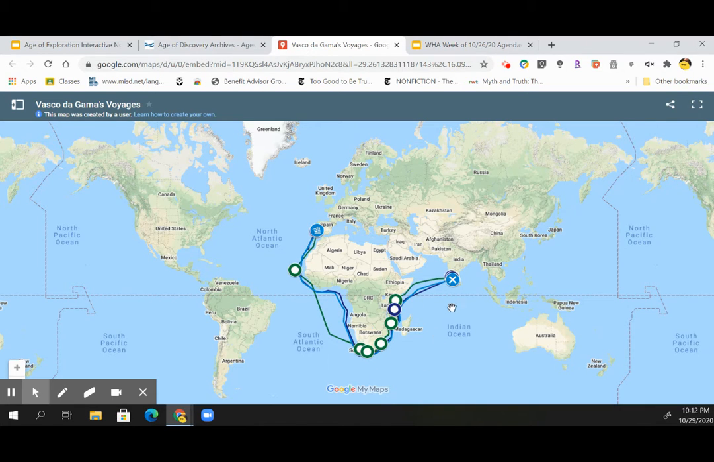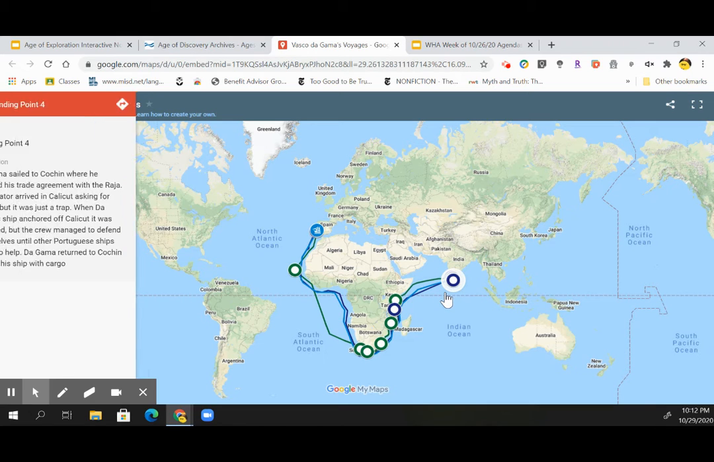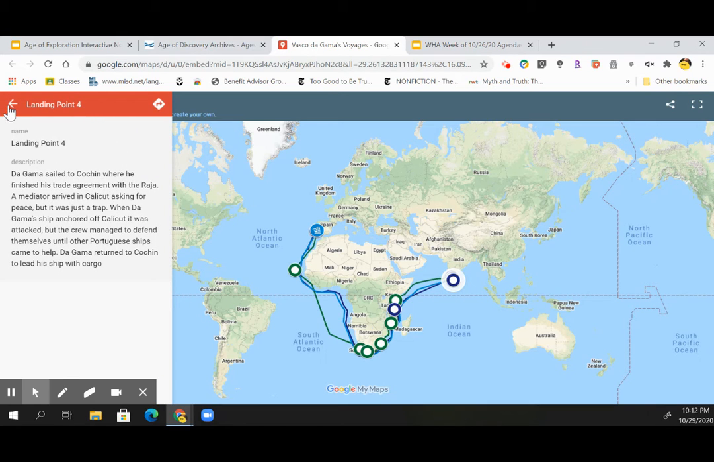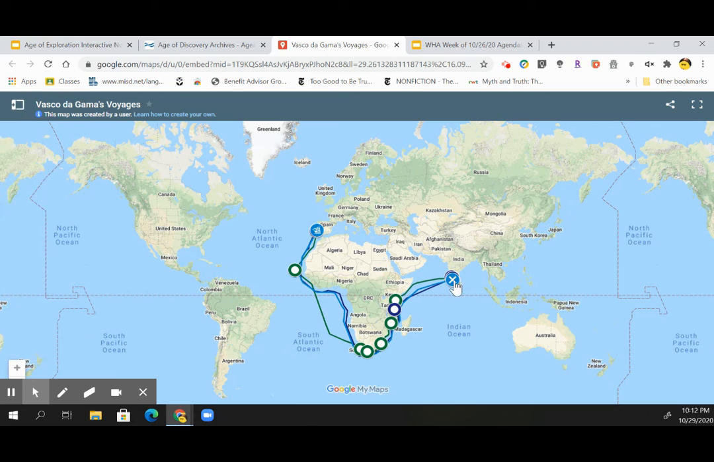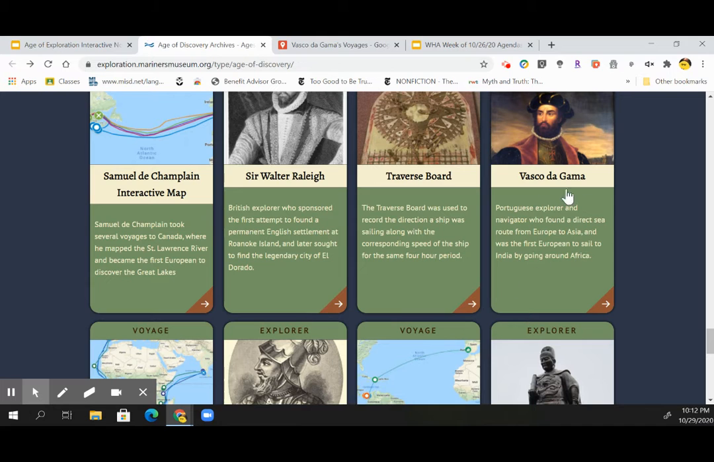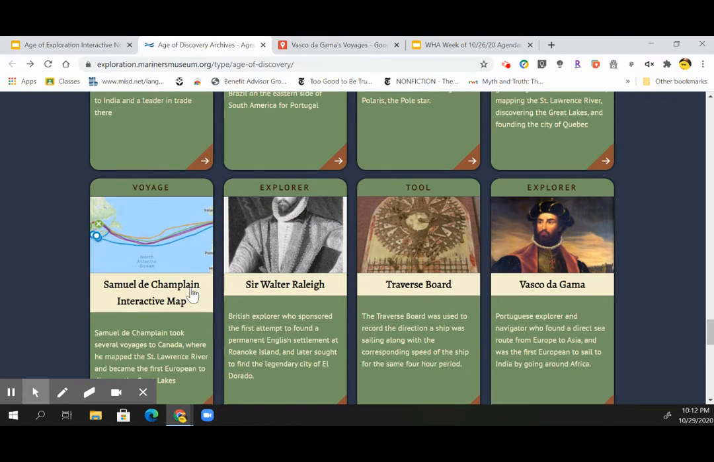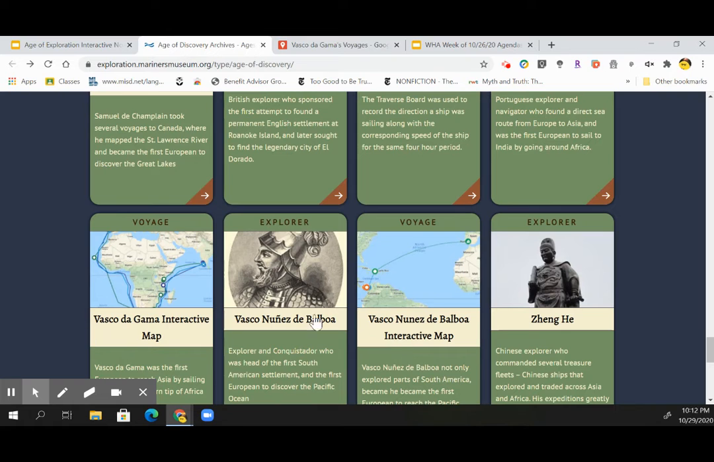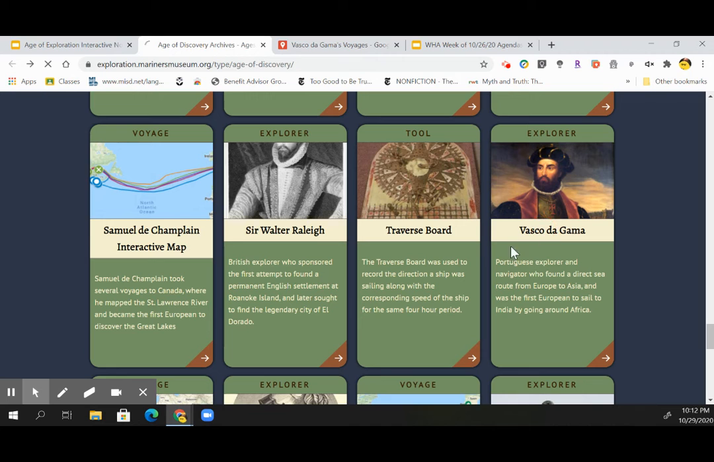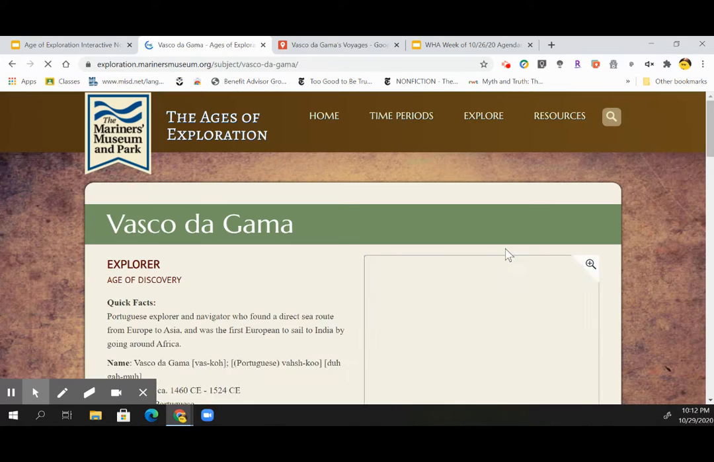But Vasco da Gama finally got around into Calcutta, and they did ask for peace, and they established trading with India, and that was the main goal as they got around. So this was the route of Vasco da Gama, and he made several different trips there. So if you look at the website that I linked to, you've got all the different things here, and where I found it was Vasco da Gama's interactive map here.